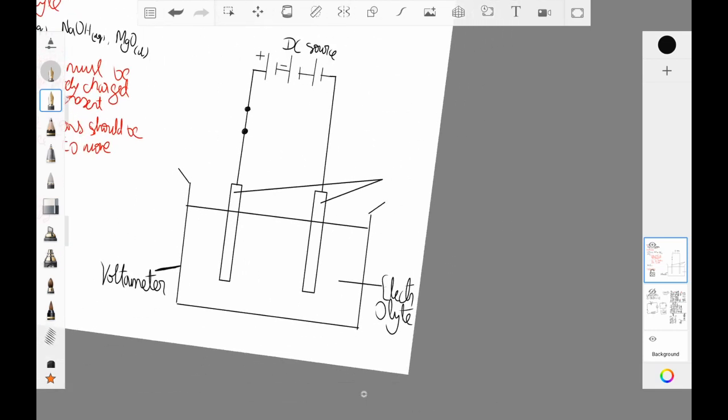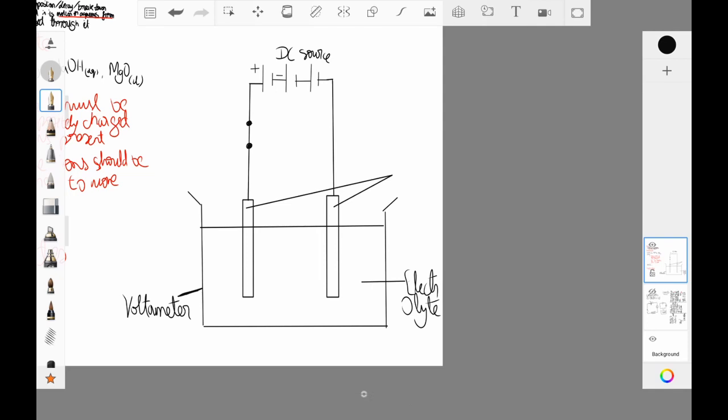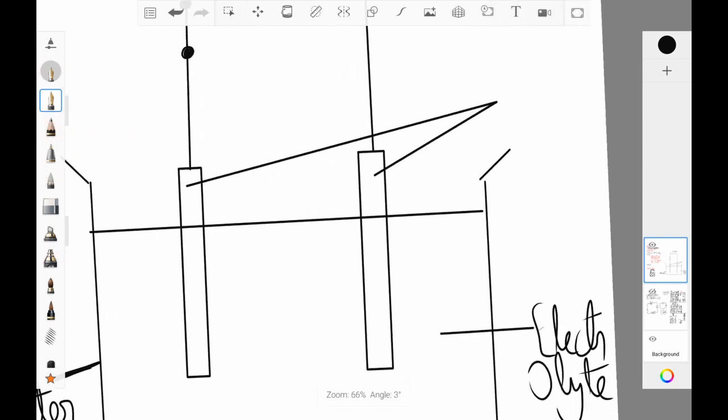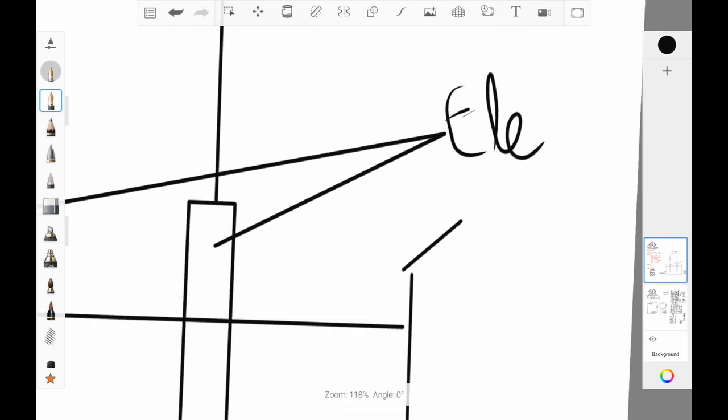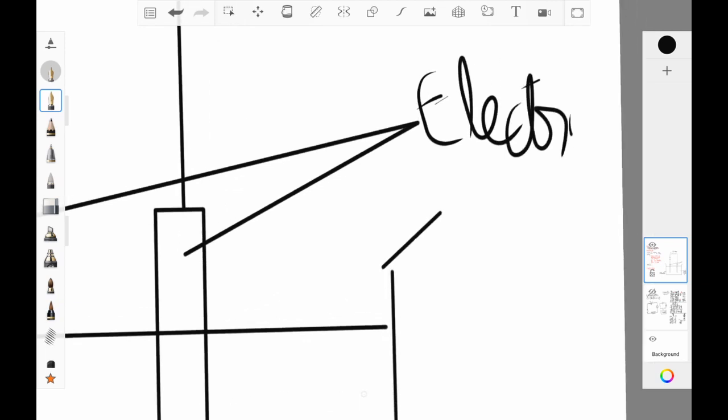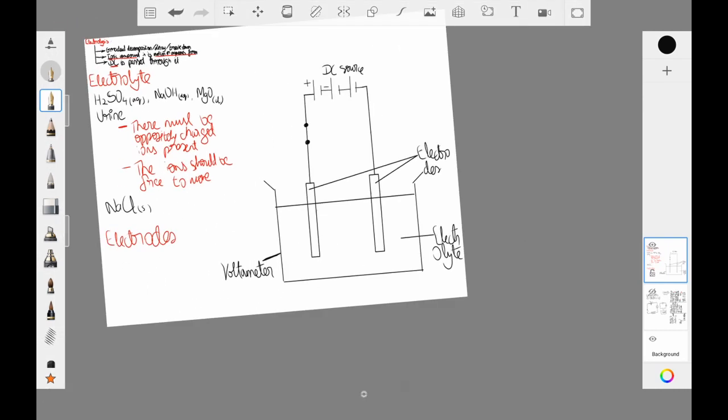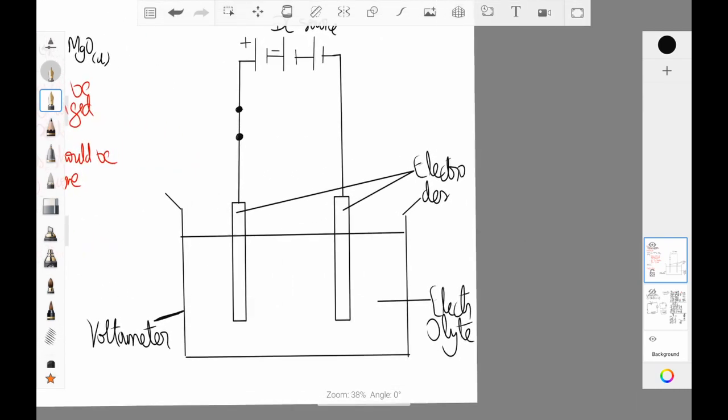It's either a molten ionic compound, or it's a solution of an ionic compound, hence it's liquid. These two rectangles here are the electrodes. There are always two electrodes, and they are solid conductors, which, as you can see, are the reason that DC electricity from the DC source is able to leave and exit the electrolyte.